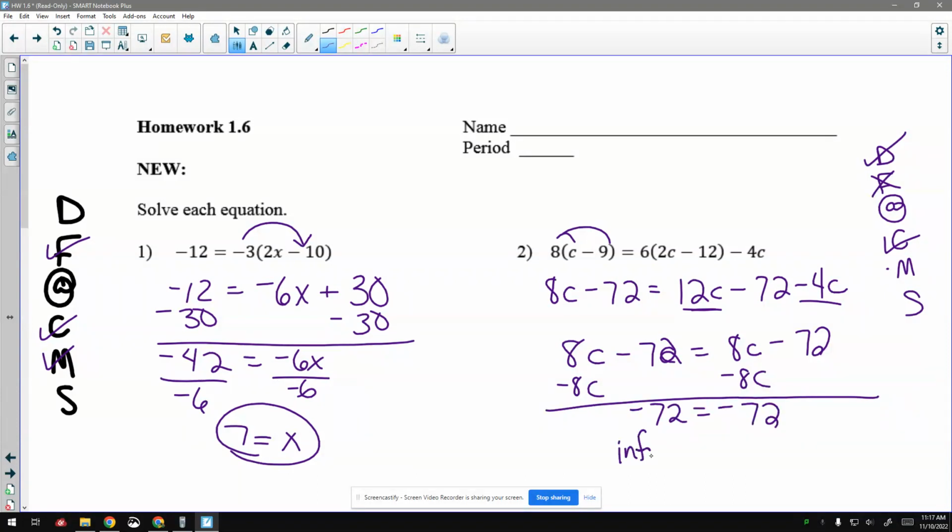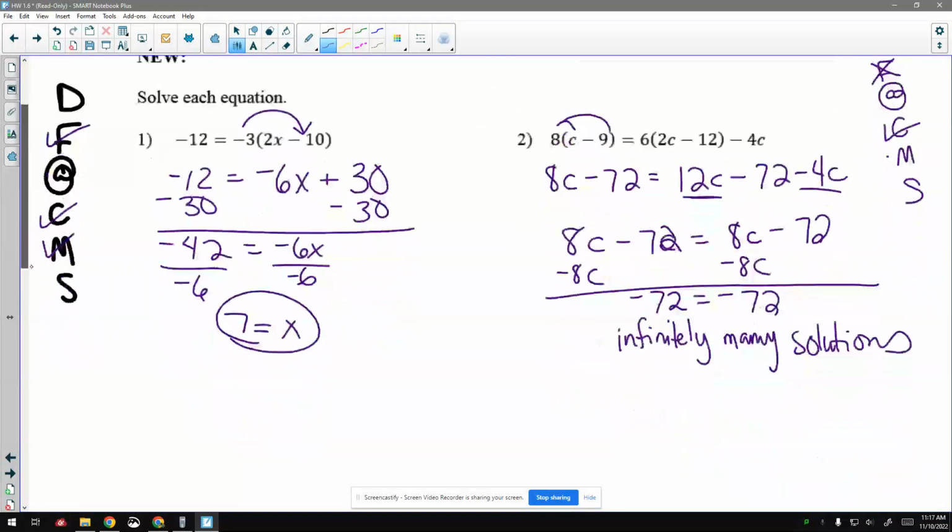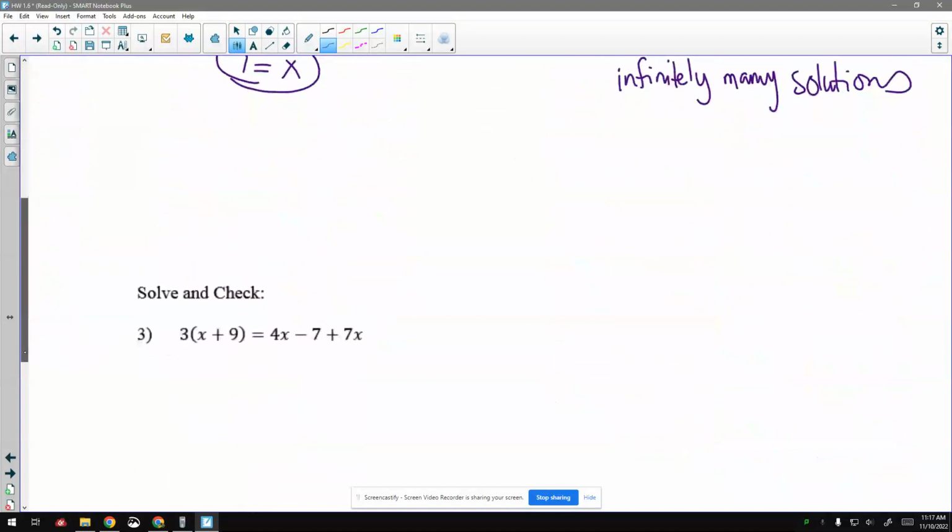This is infinitely many solutions. And yes, you have to write all that. It's not me, it's the state of New York. What can I tell you?